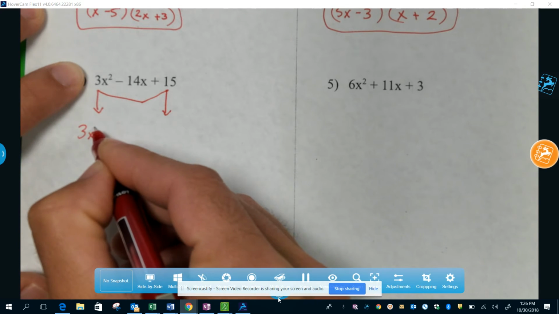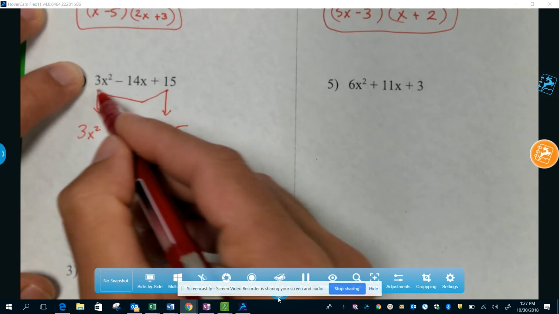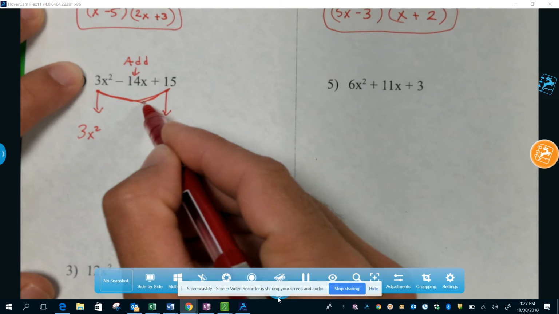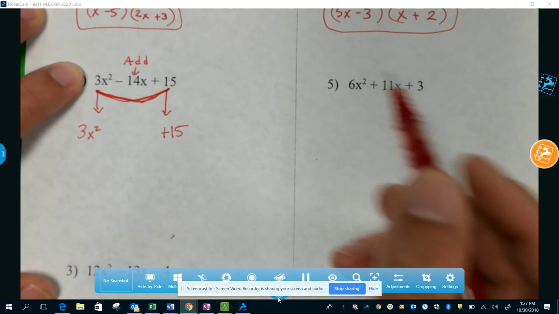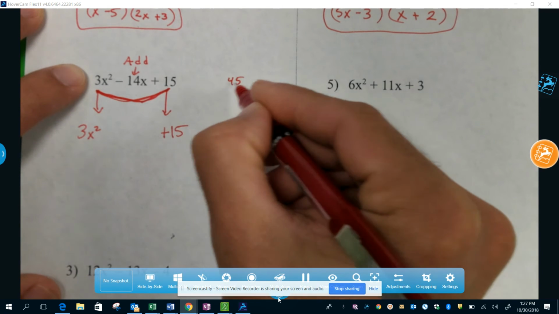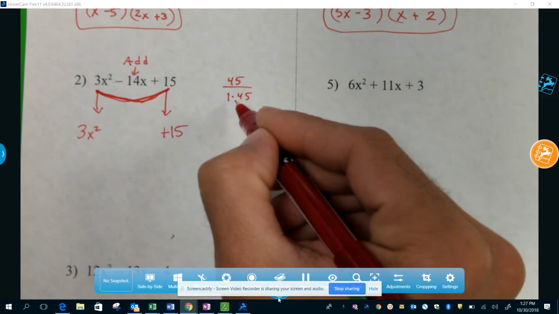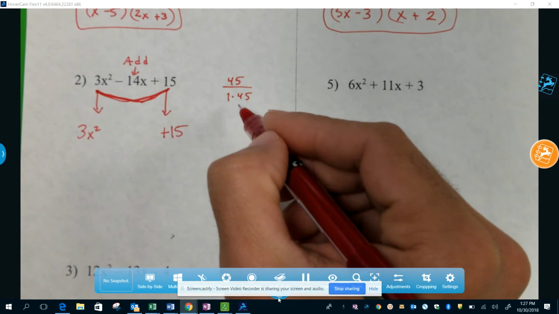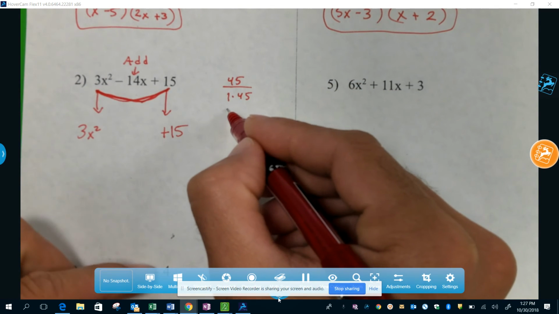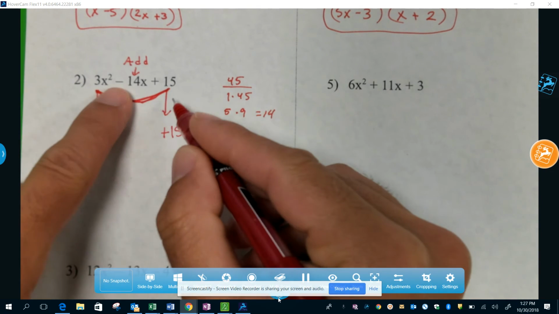First step of the M method, we drop down our first term, 3x squared. We drop down our last term of positive 15. Now we're still going to add to get the middle number, but I need to multiply here to find my product. 3 times 15, that's 45. So if we come up with all the options for 45, 1 times 45, 2, 3, does 3 go into 45? I don't know. Anyways, I know 5 times 9. Okay, well that's going to add up to 14. I need it to add up to a negative 14.